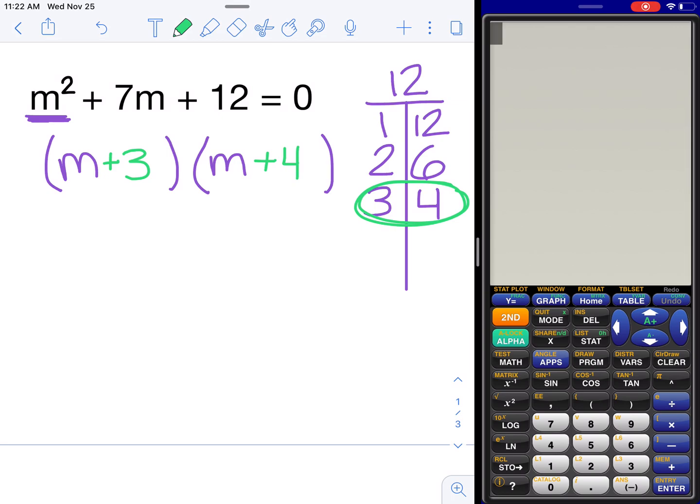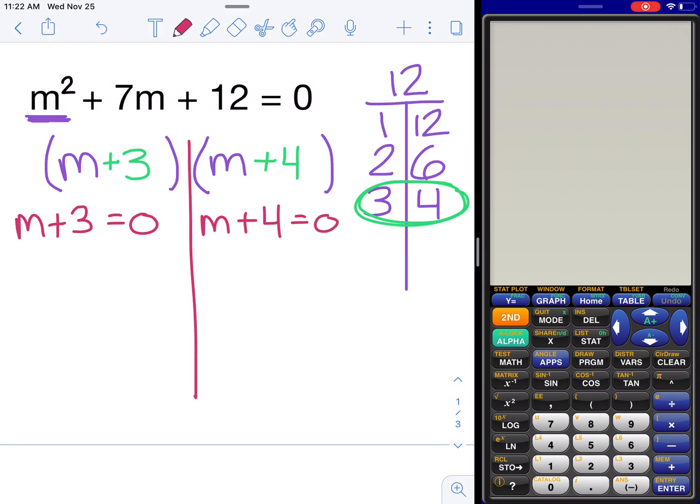I can double check, do some distributing. M times m would give me m squared. 3 times m would be 3m. 4 times m would be 4m. And 3 times 4 would be 12. I would combine the 3 and 4 m's to make 7m, so I'm feeling good about this. The last step is I need to set both sides equal to 0. So m plus 3 could be my 0, or m plus 4 could be my 0.